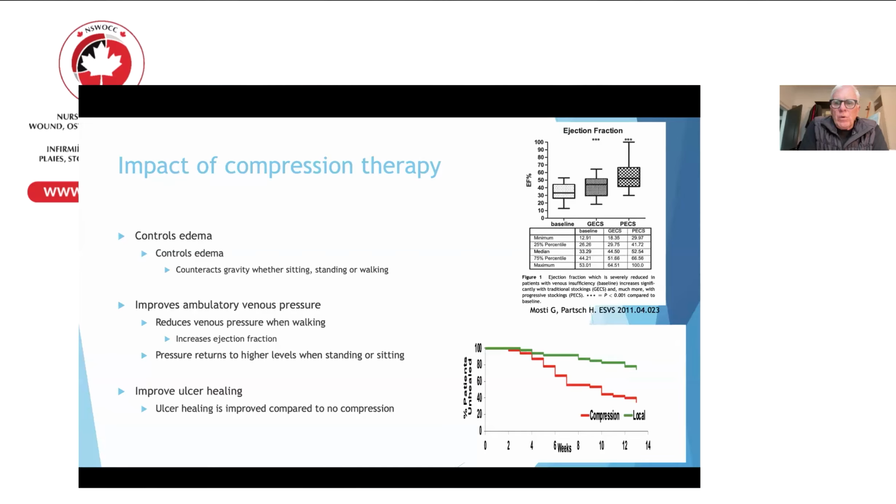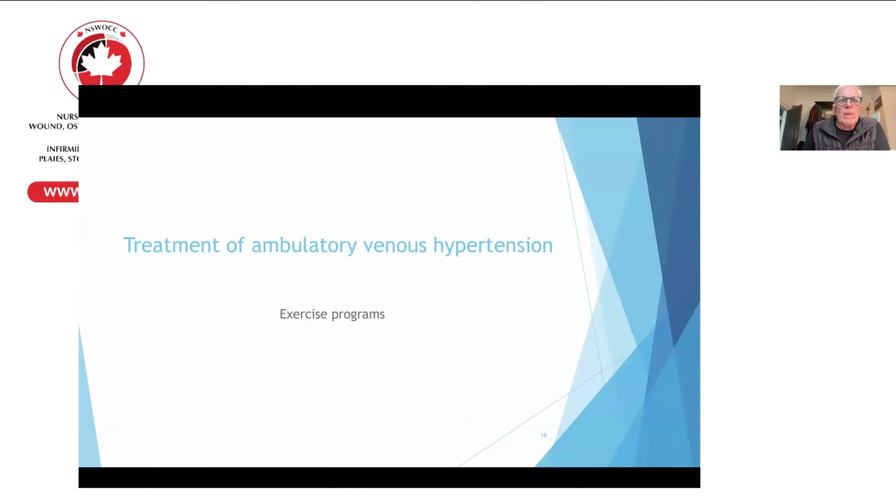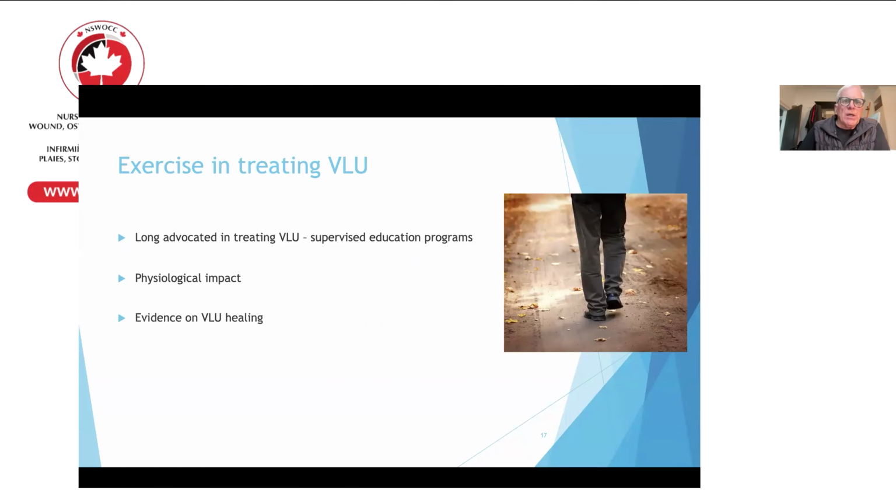And the bottom right diagram is showing you how the use of compression increases venous ulcer healing. This is a study we did probably some 30 years ago now, looking at compression versus no compression and looking at the rate of healing of wounds. And you can see it significantly increases healing. The other way we have of improving ambulatory venous hypertension is with exercise programs. And again, this is mostly looking at supervised exercise programs.